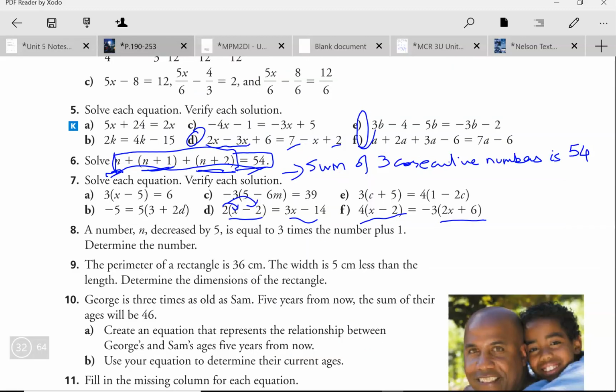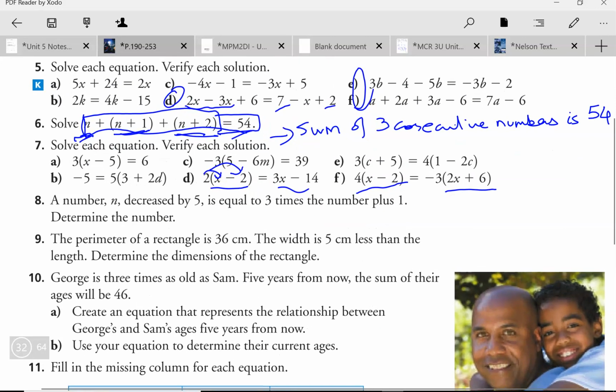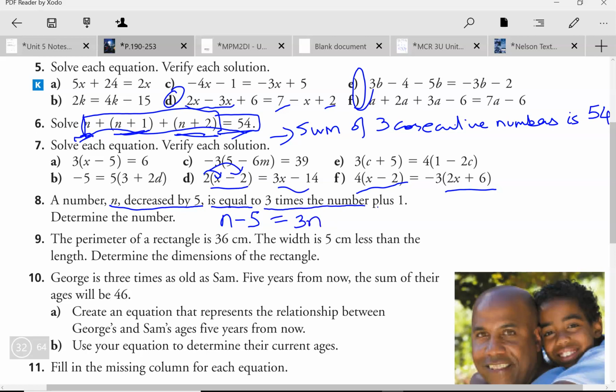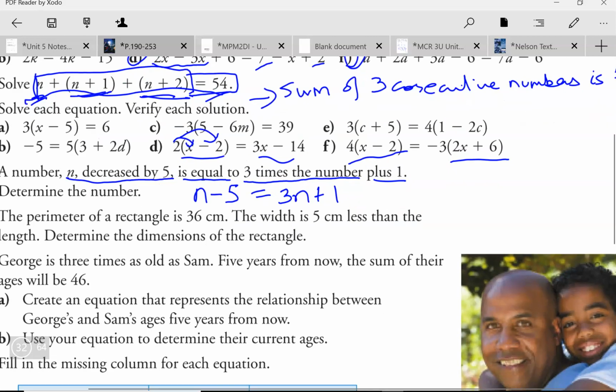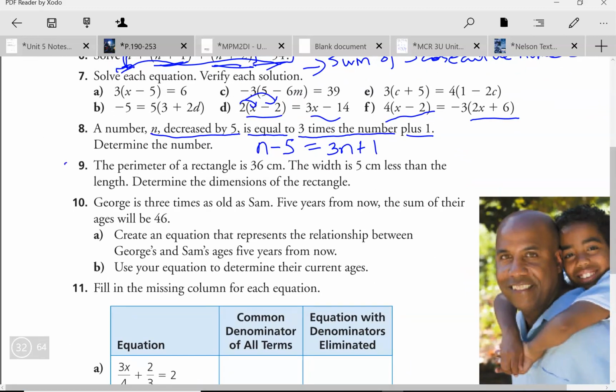What else are we talking about? 8, 16, 21. Okay. A number n decreased by 5 is equal to 3 times the number plus 1. You just read it word by word and put in the expressions, and you can solve that, of course. Again, these are not part of the homework, but they are very important to take a look at because they are very good application questions that might show up on an assignment.